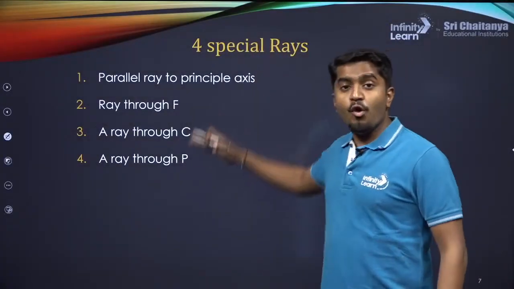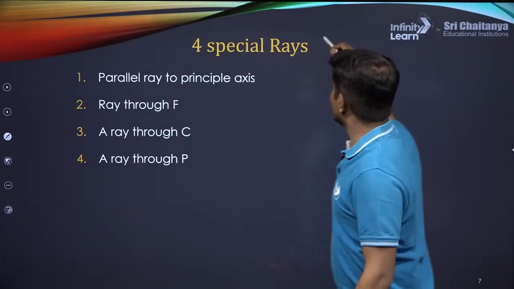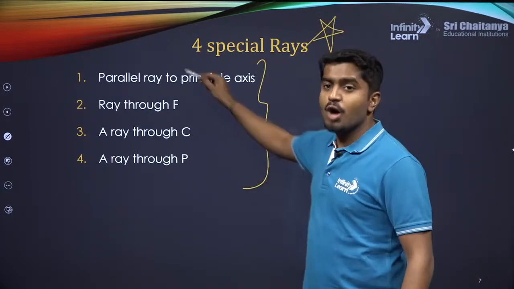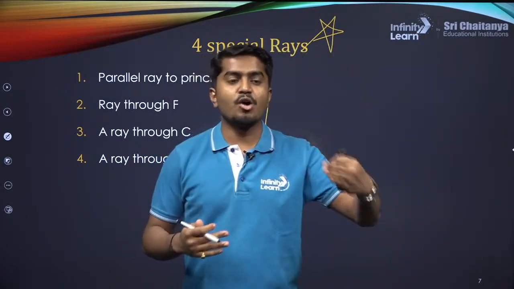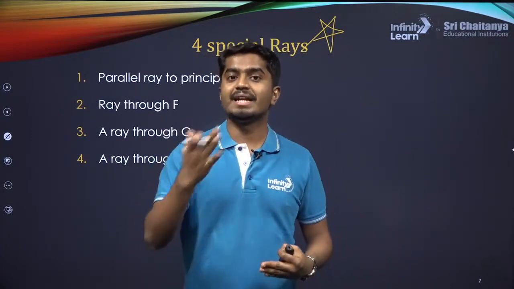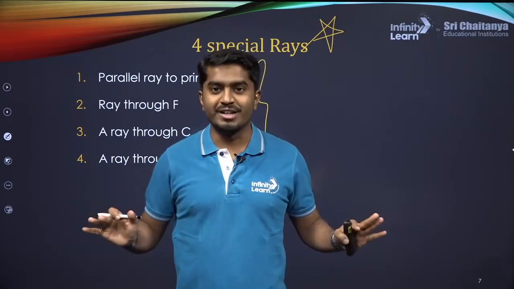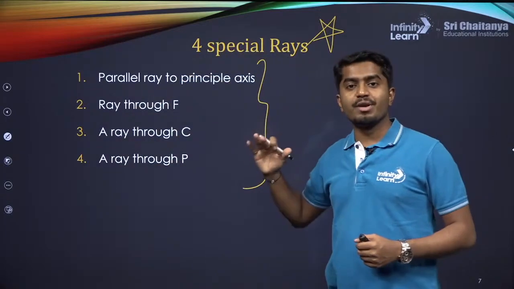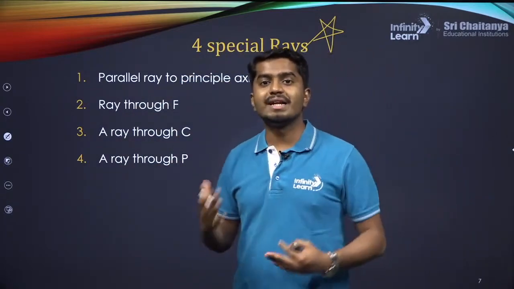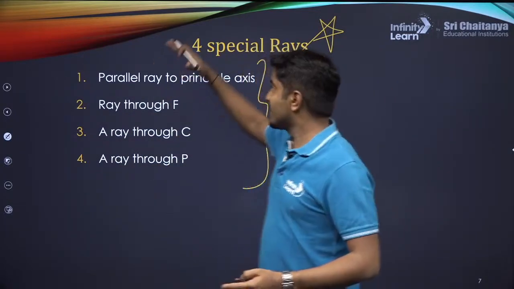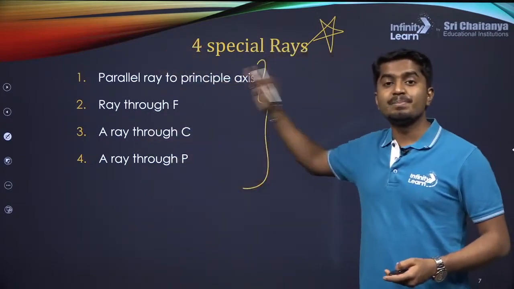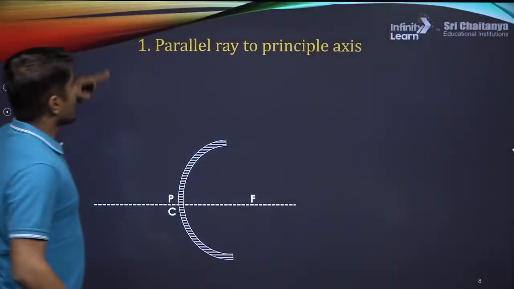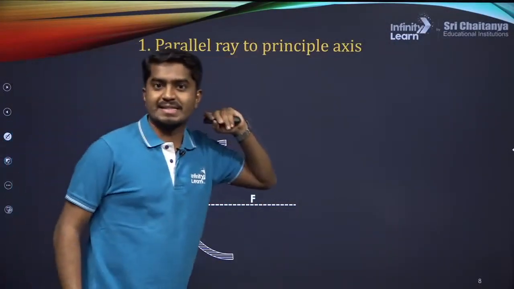So these are the 4 special rays. These are the most important rays. If you learn how these 4 rays pass, or how these 4 rays get reflected from the mirror, your life is sorted. You don't have to learn anything else. Just using all these 4 rays, you can find out how the ray diagram should look. So that is why these are most important. These are like special rays you should remember. The first one, a ray parallel to the principal axis.